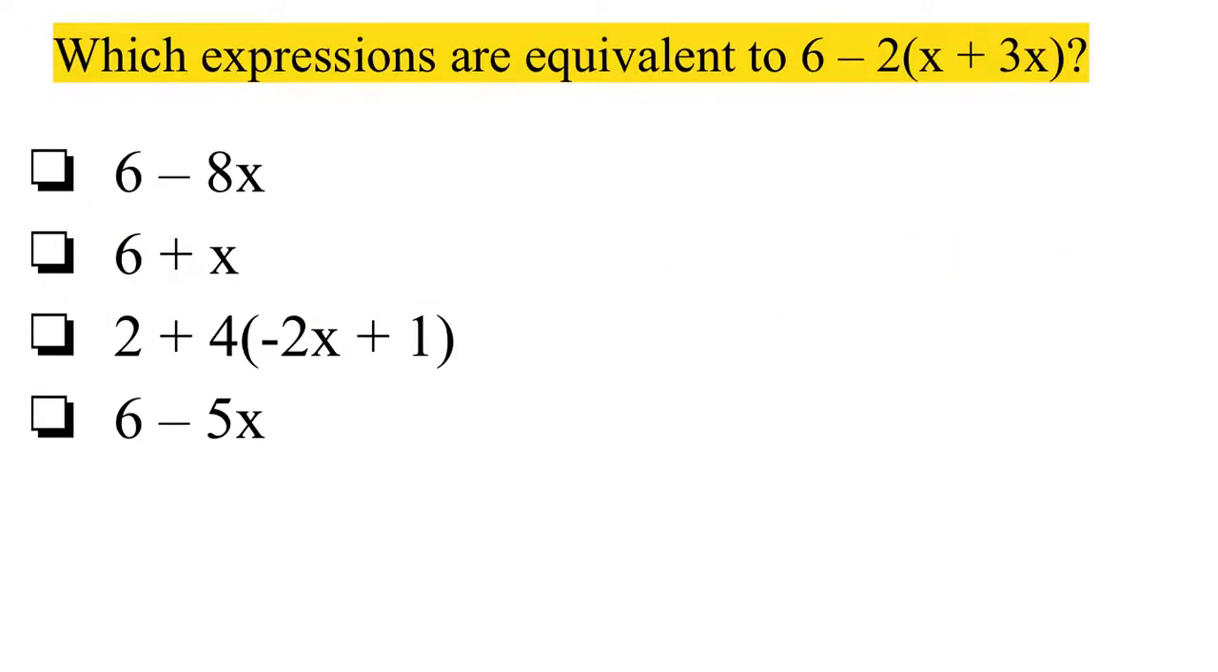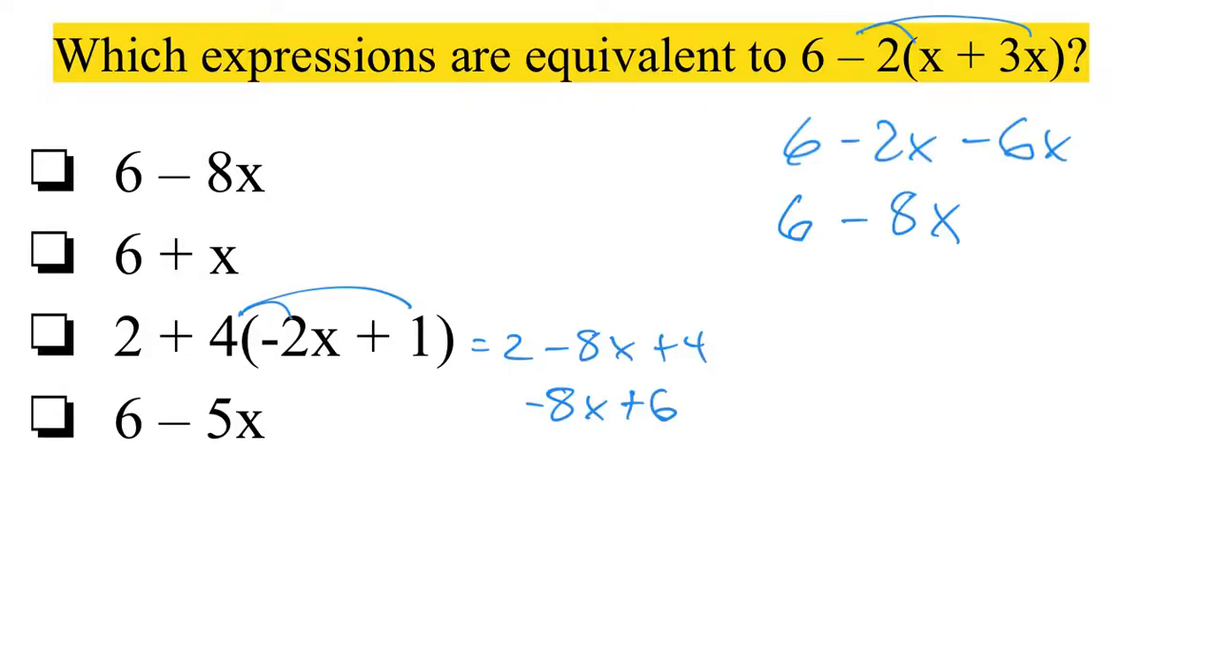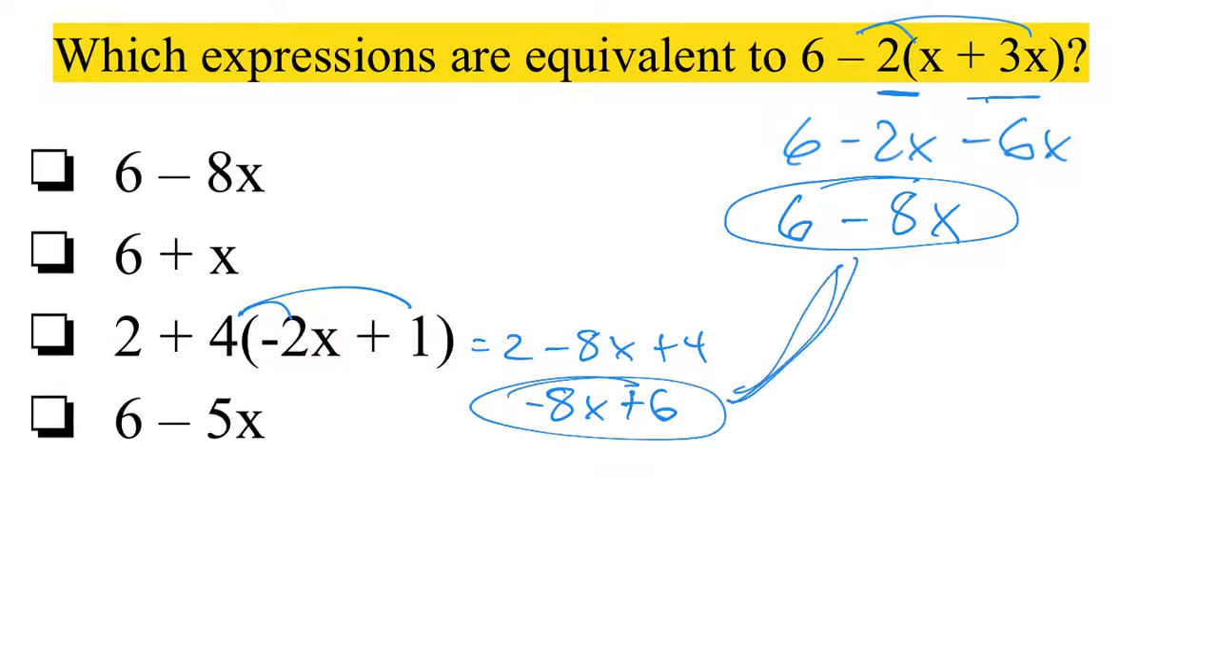Okay, which expressions are equivalent to 6 minus 2 times, and then we've got this x plus 3x in parentheses here. So if you want to think about it, now you can see that I've got this simplified down to 6x minus 8 just by doing the distributive property here and here. And then this one is negative 8x plus 6, which is the same. They're just written differently. So I know I'm going to pick this one. And then this one obviously is 6 minus 8x as well. So I'm going to pick that one as well. So I have two solutions that I like for this.